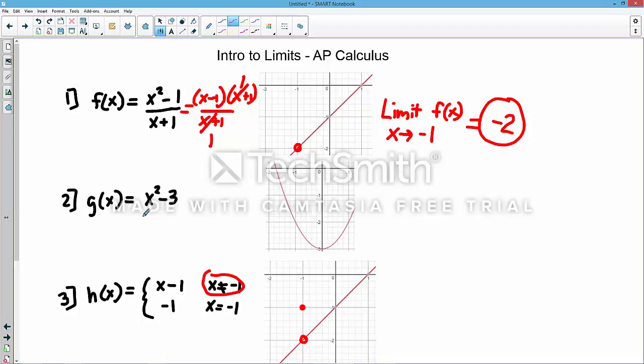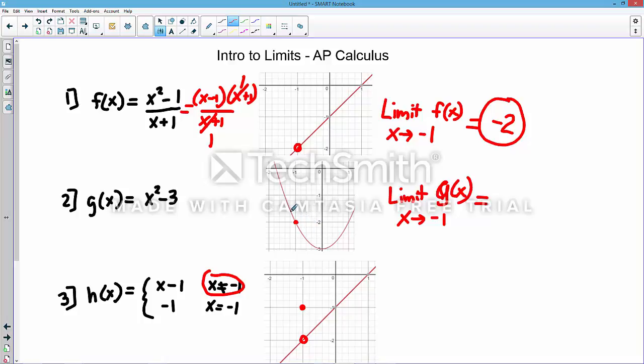All right? Now in this function here, I may want to know what's the limit of g of x as x approaches -1. Now, you might say, yeah, but this actually has a value, right? There's an actual value there. That's not a hole like in this function here. Would the limit be the same?